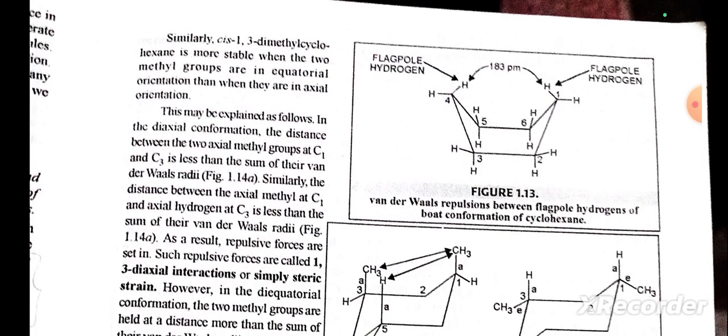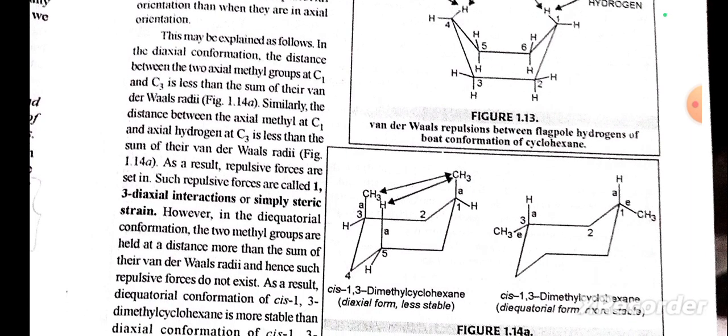Similarly, cis-1,3-dimethylcyclohexane is more stable when the methyl groups are in the equatorial orientation than when they have an axial orientation. This may be explained as follows. In the diaxial configuration, the distance between the two axial methyl groups on C1 and C3 is less than the sum of their van der Waals radii, and similarly the distance between the diaxial methyl on C1 and the diaxial hydrogen on C3 is less than the sum of the van der Waals radii. As a result, repulsive forces arise, and this set of repulsive forces is called 1,3-diaxial interaction, or simply steric strain.